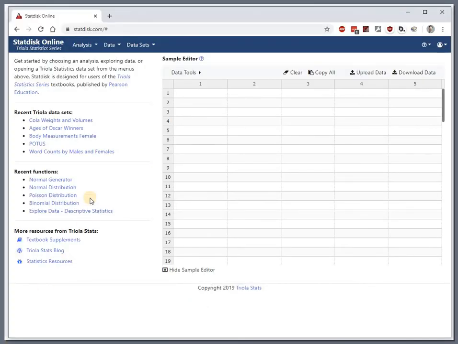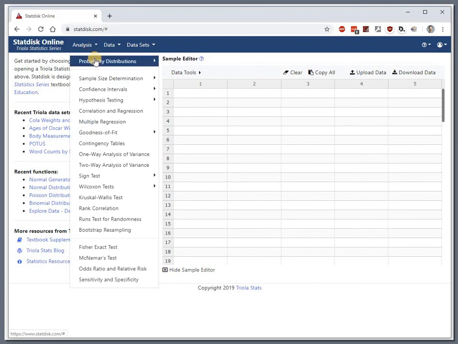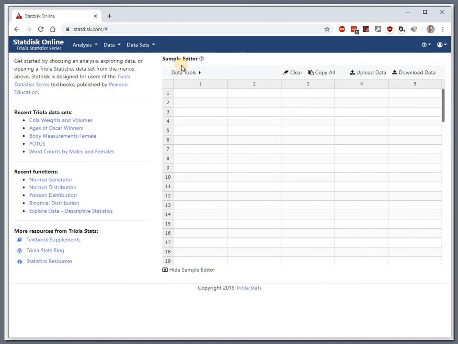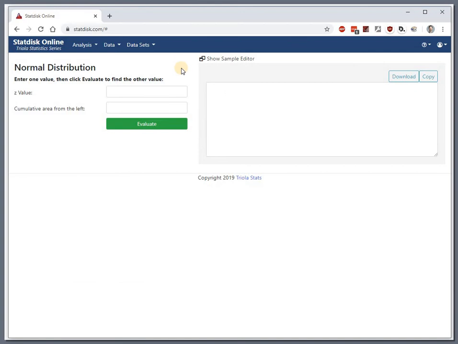So let's go to StatDisk, and let's go into Analysis and go to Probability Distributions. And you will notice the very first one, pride of place, is the normal distribution. So pick the normal distribution. It doesn't give you much to put in. It just says, what's the z-value? And our z-value was 0.3333.